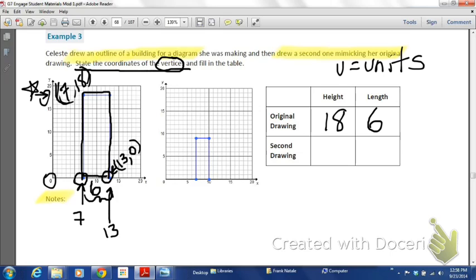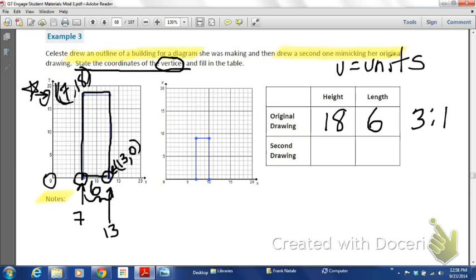So in the original drawing, the ratio of height to length is 18 to 6, and if we wanted to make an even more particular ratio, a real unit ratio, it would be 3 to 1. So 3 to 1 with height to length. That's just one thing we can do.